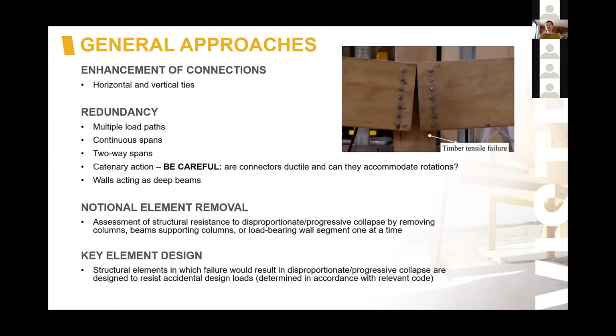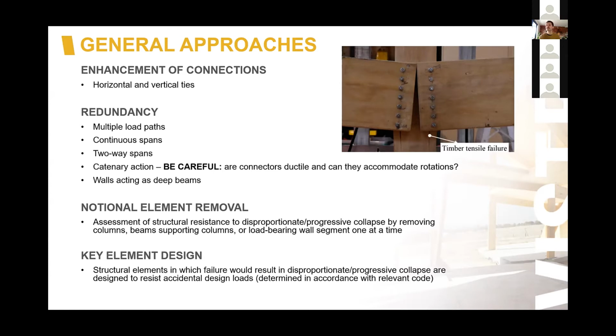So general approaches are the enhancement of connections through things like horizontal and vertical ties, redundancy, so multiple load paths, continuous spans, for example, or two-way spans, catenary action. You need to be really careful here. Reiterating points Jeremy made, you need to ensure that your connectors are ductile and that they can accommodate the large deformations and rotations expected. Based on some of the research that's been done to date, you can see this photograph up here.